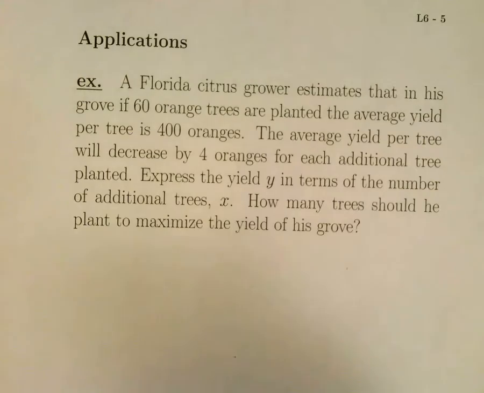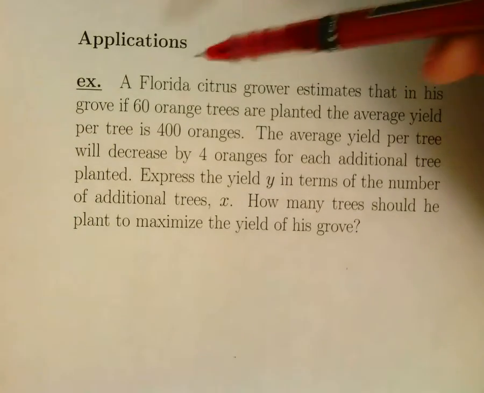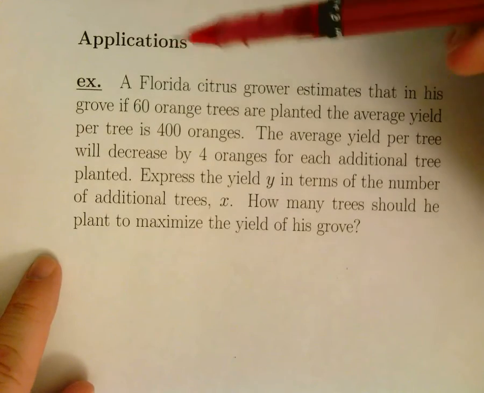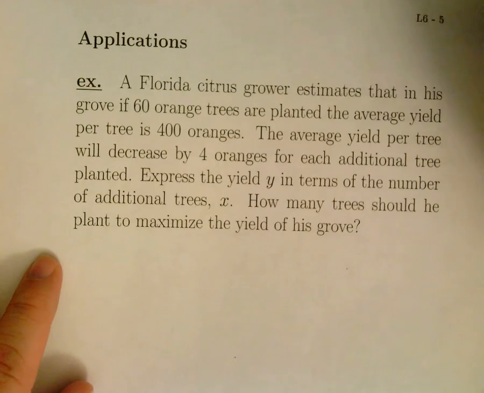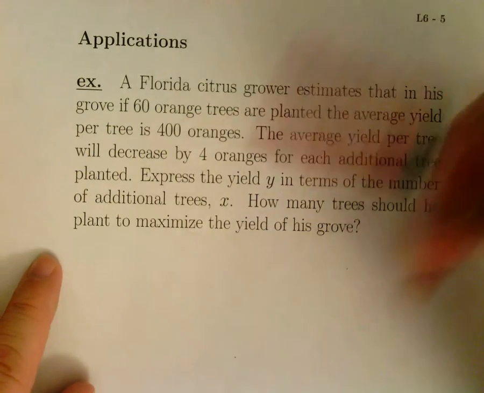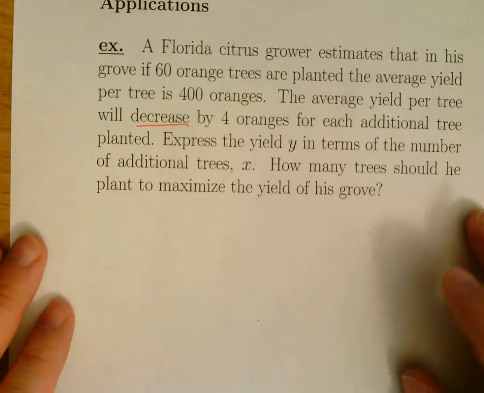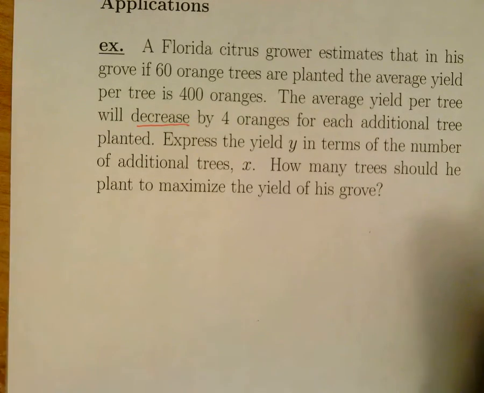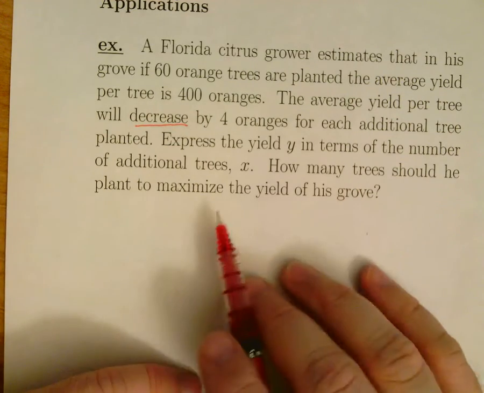So we can do some applications. Let's start doing them. A Florida citrus grower estimates that in his grove, if 60 orange trees are planted, the average yield per tree is 400. The average yield per tree will decrease, so again, let me underline some key words here, decrease by 4 oranges if each additional tree is planted. Express the yield y in terms of the number of additional trees.